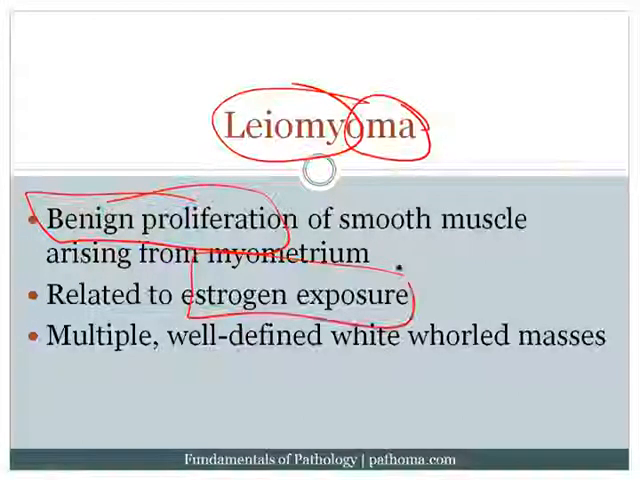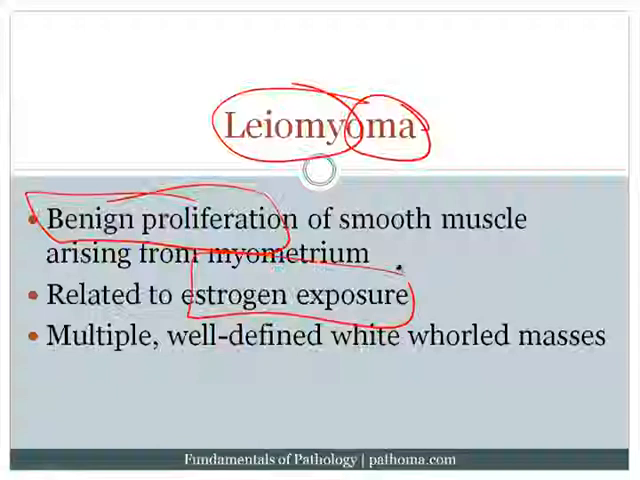That's important. It tends to occur in premenopausal women, hence because it's related to estrogen and they have estrogen floating around in their blood. Another important point to note is that it's often multiple. So usually you'll find multiple masses within the uterine wall. They enlarge during pregnancy.